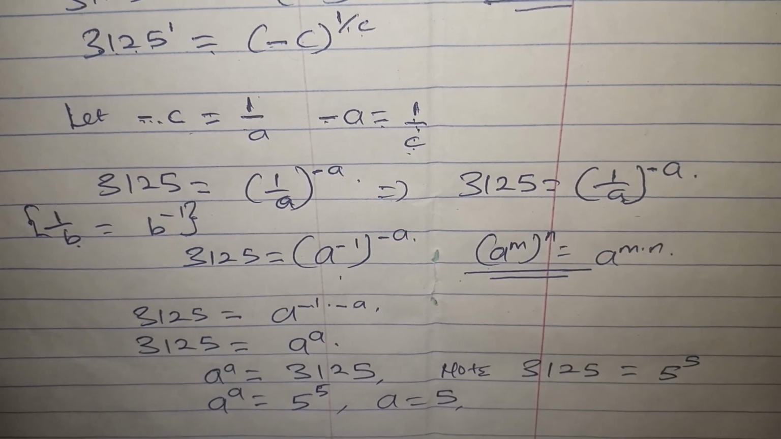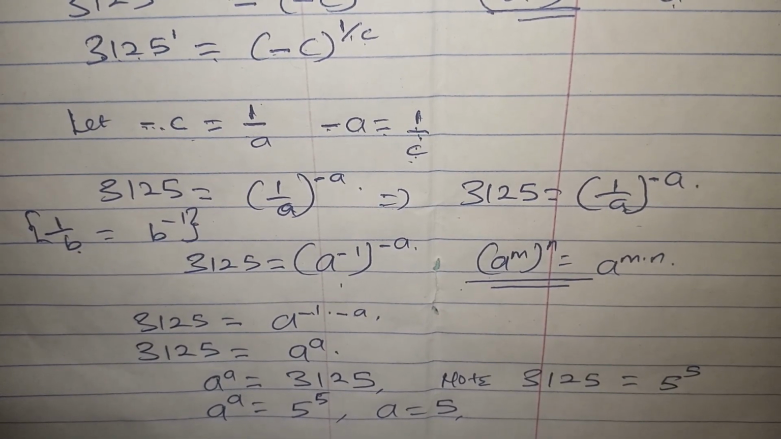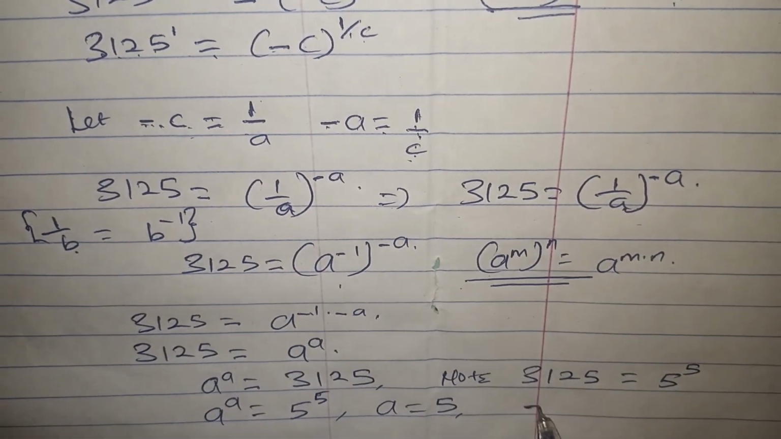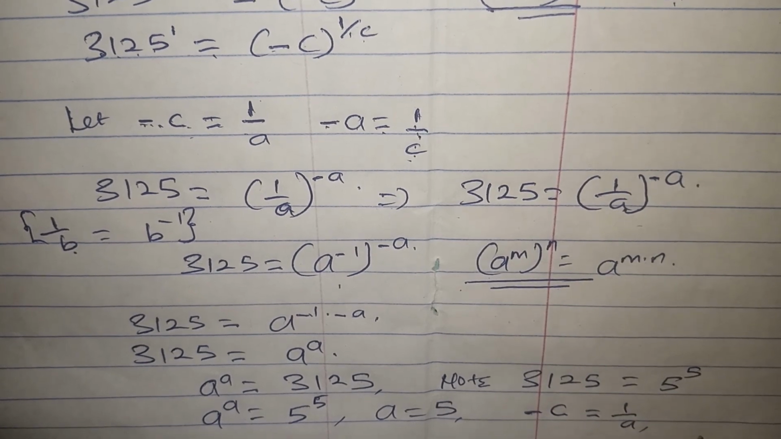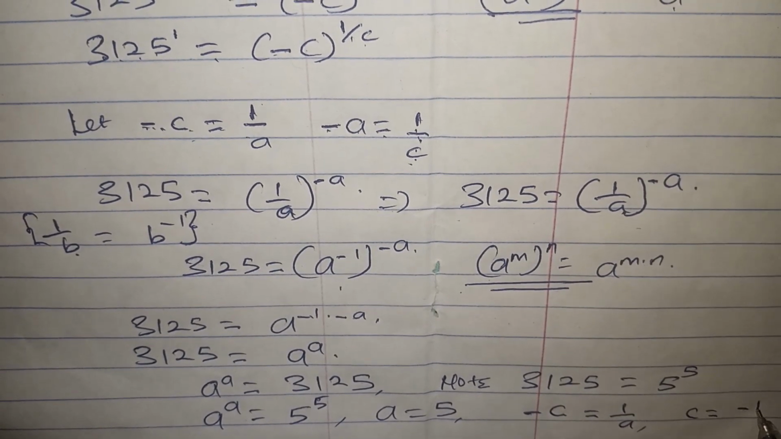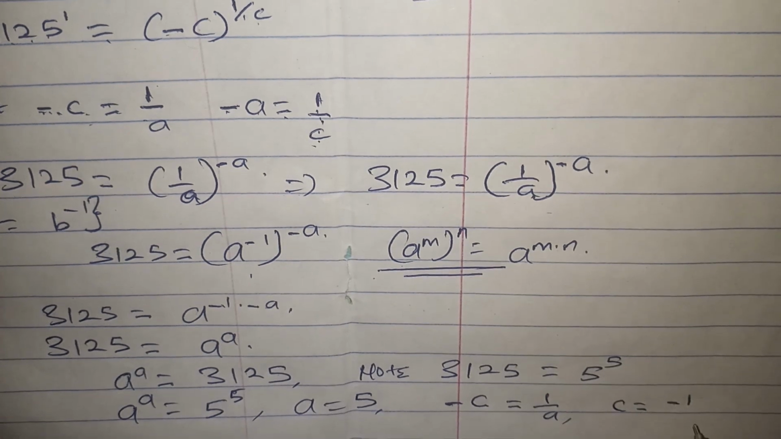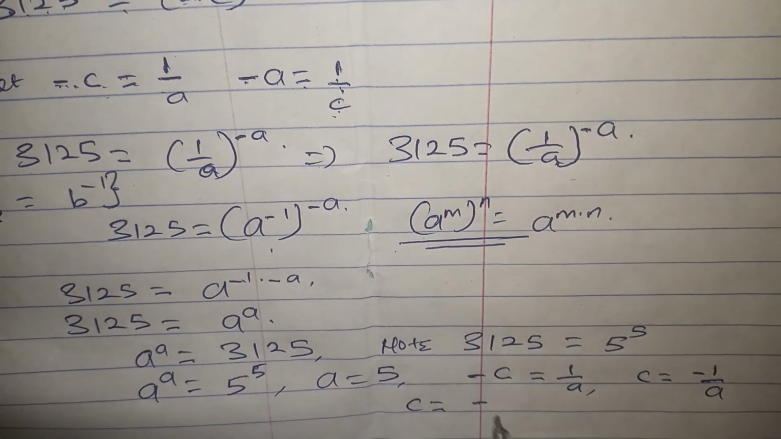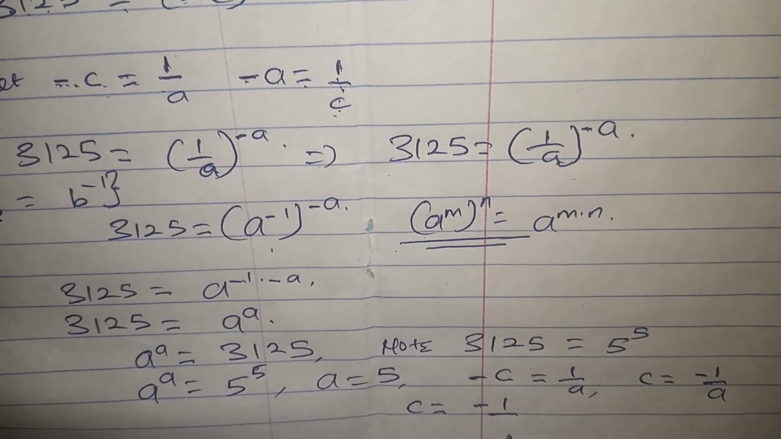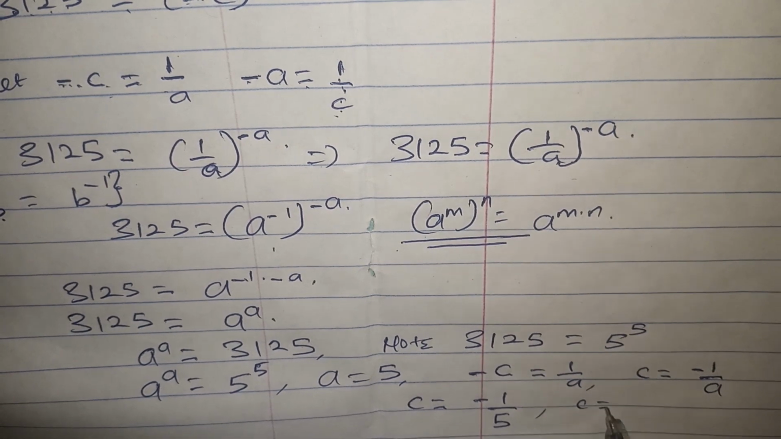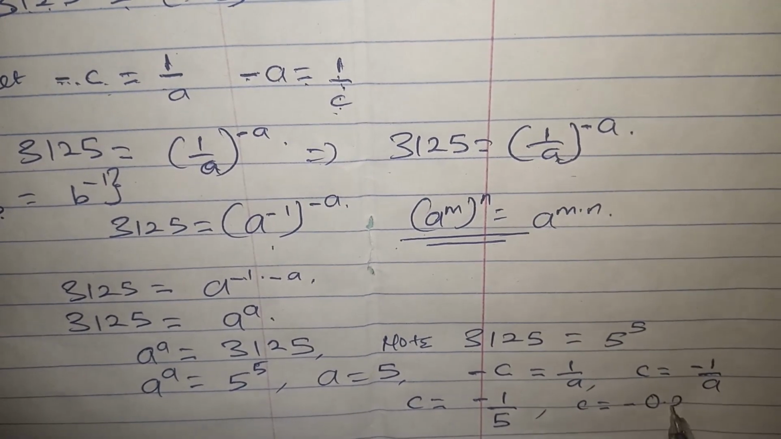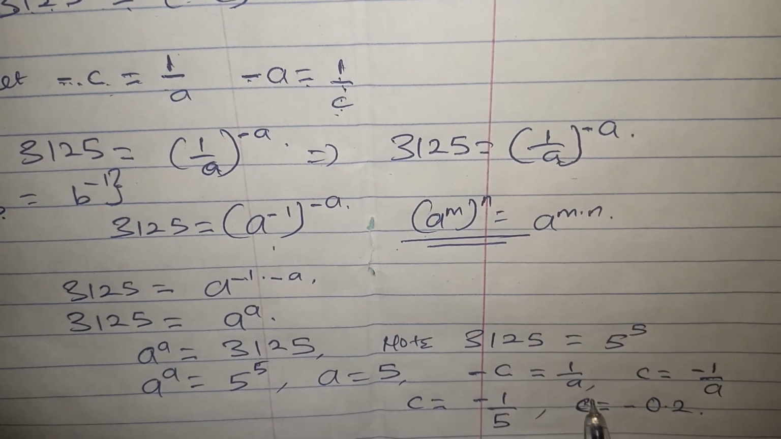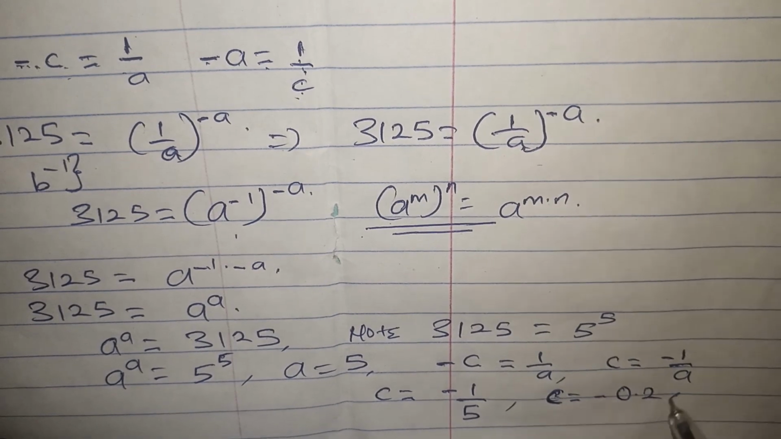But we are not interested in a. What are we interested in? We are interested in c. So we recall we said minus c is equals to 1 over a, right? So we can say c is also equals to minus 1 over a. Therefore, c is equals to minus 1 over, what's your a? Our a is equals to 5. Minus 1 over 5. Therefore, our c is equals to minus 0.2. So this is the value for c. Our c is equals to minus 0.2.